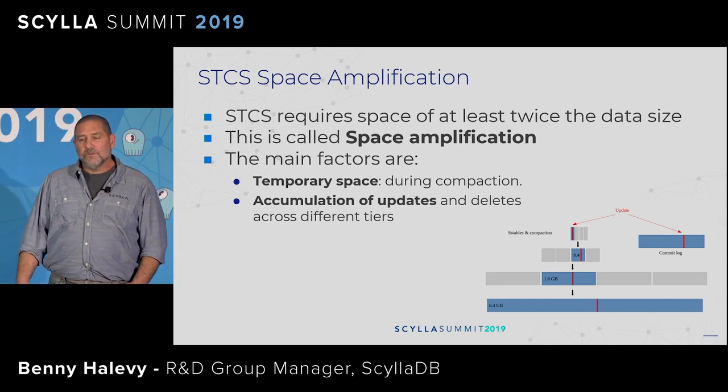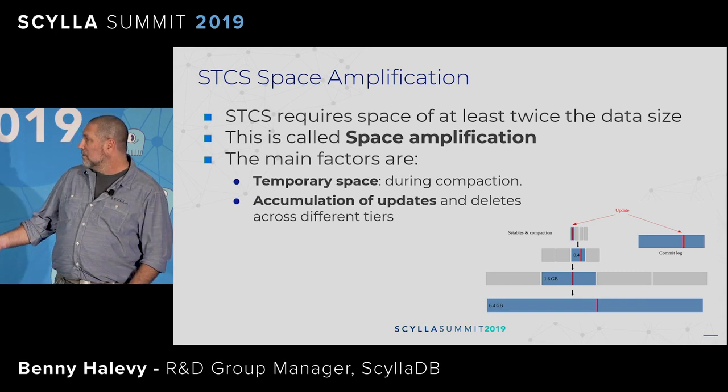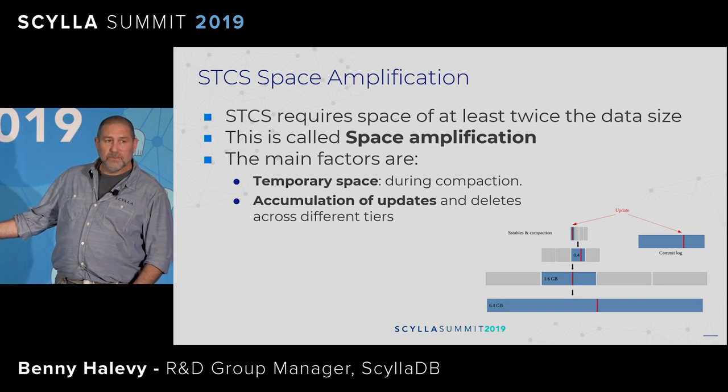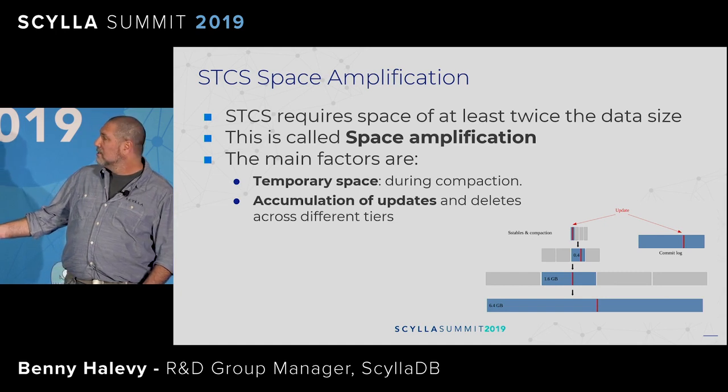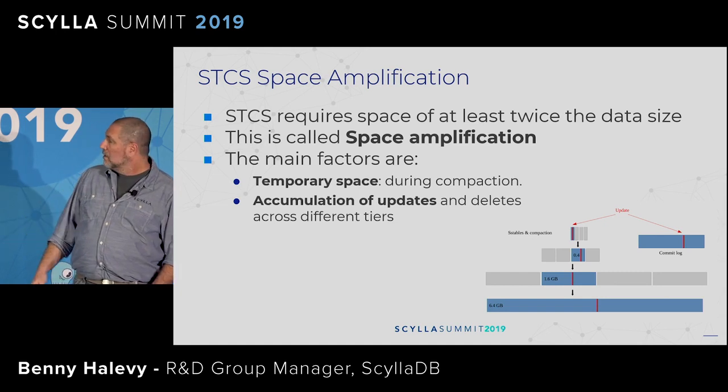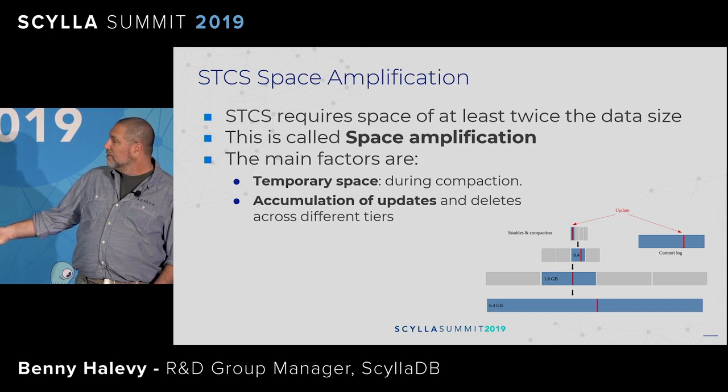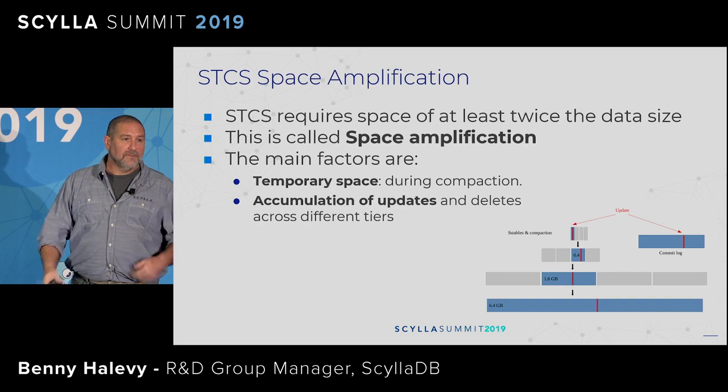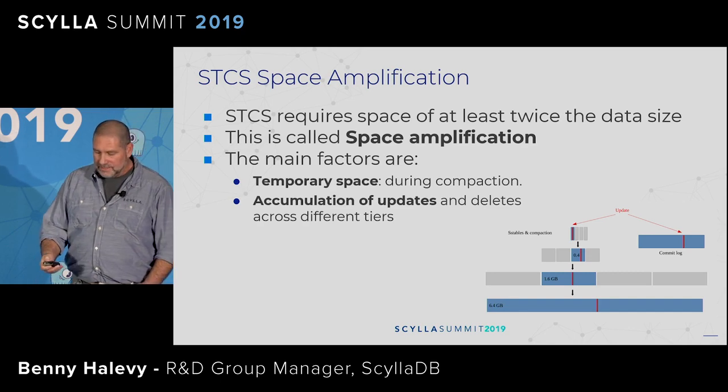So the main factors for space amplification are first the temporary space problem that I just described, and then the accumulation of updates and deletes across the different tiers. If an early version of a cell resides in the highest tier, and we have a new version in a low tier, we can't compact them together until they arrive at the same tier with STCS.